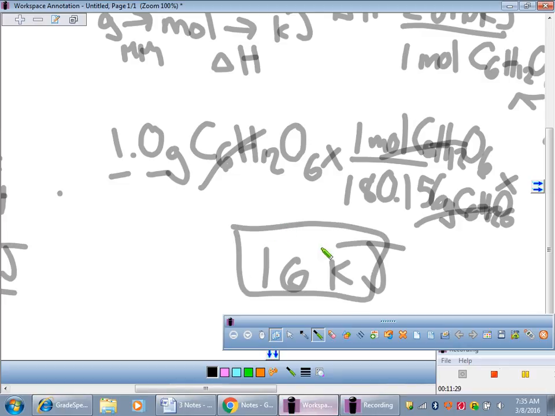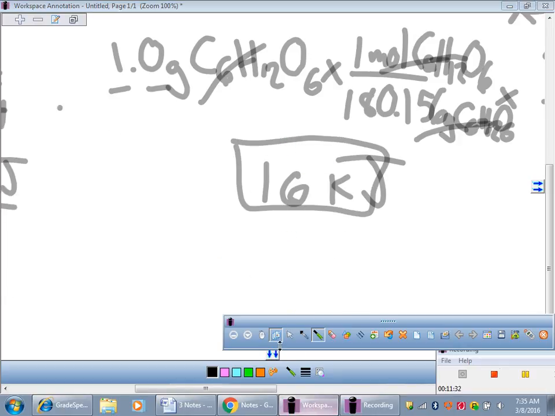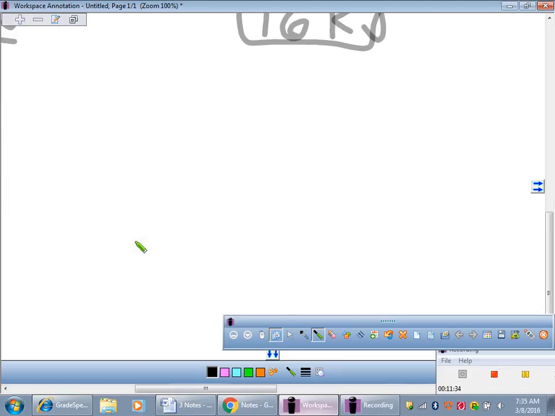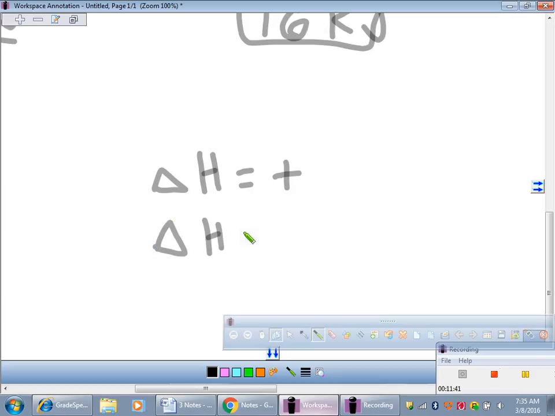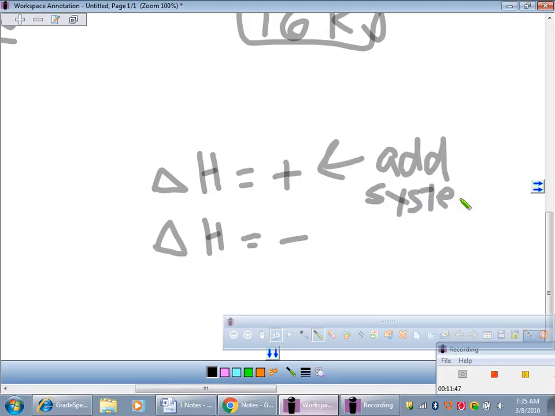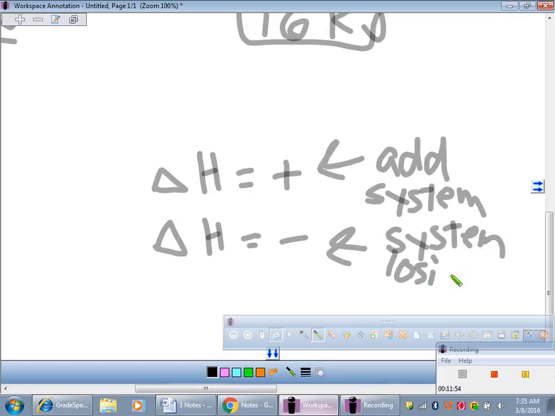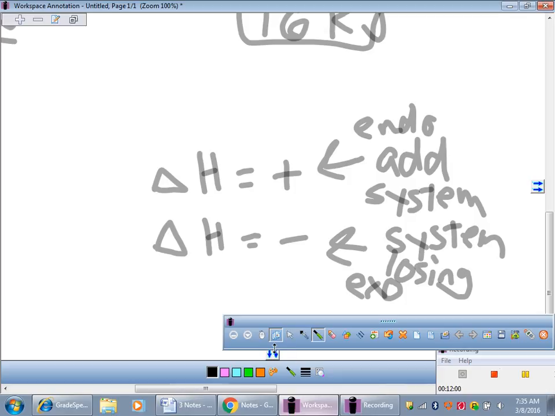Alright, so make sure that you practice doing these enthalpy problems, and also remember that when we are talking about enthalpy change, we need to know if it's positive or if it's negative. So positive means that we're adding energy to the system, and negative means that the system is losing energy. So this one is endo, and this one is exo.